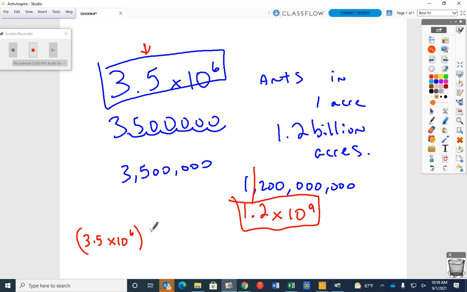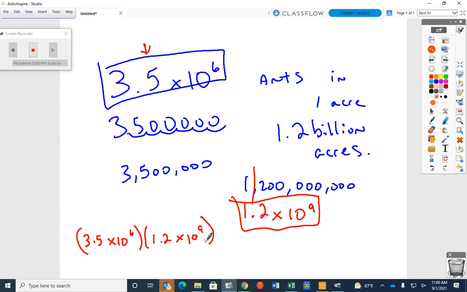What operation? Multiplication. So over here, I'm going to write 1.2 times 10 to the 9th power. You with me so far? What I'm going to do is express my answer in scientific notation.